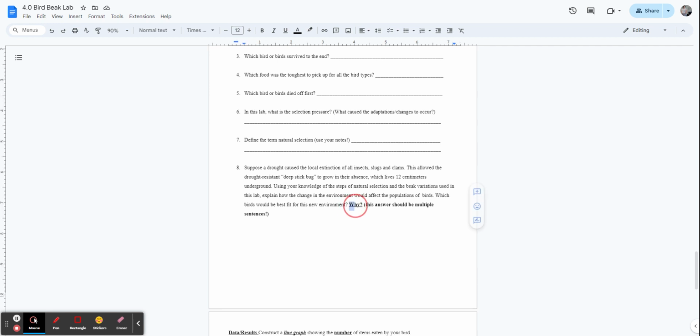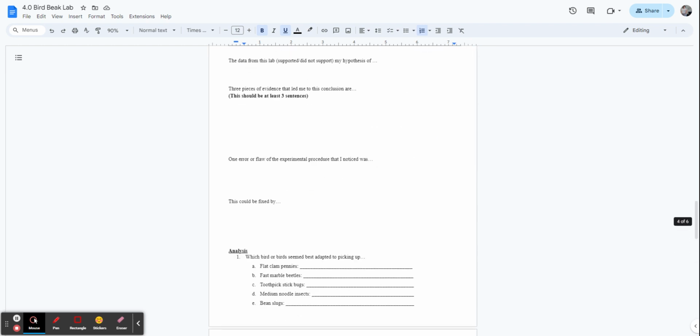You need to explain your answer. This should not be a one-word answer. This should not be a one-sentence answer. You need to tell me which bird you think would benefit from these new deep stick bugs coming out. Which bird do you think would suffer, would not be able to eat these? And explain why you think that. If you do not explain your answer, you are not answering this question, right? We need to make sure we are reading the full question and answering the full question. Once you are done with that, that is all you need to do for this lab.